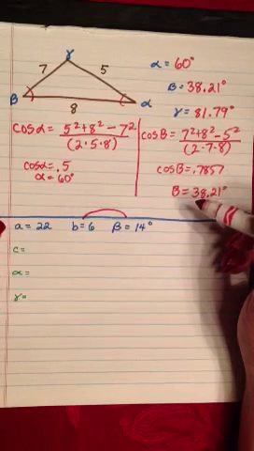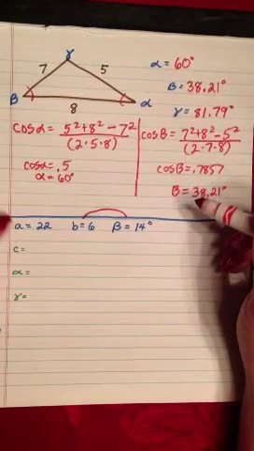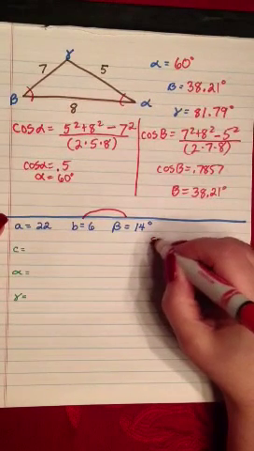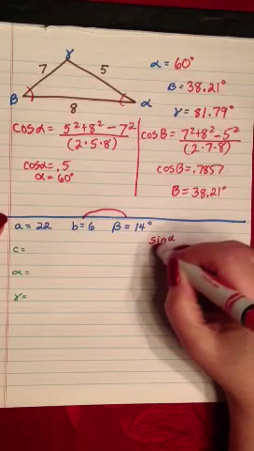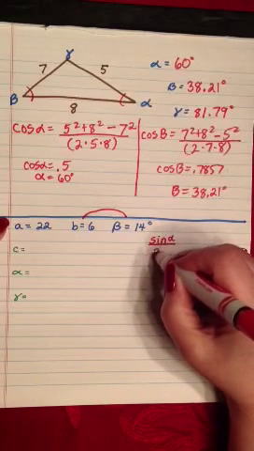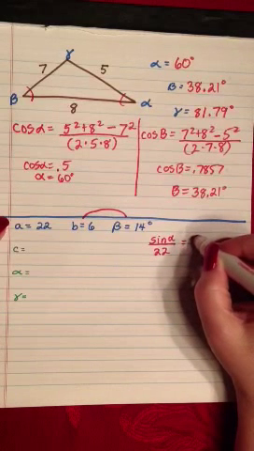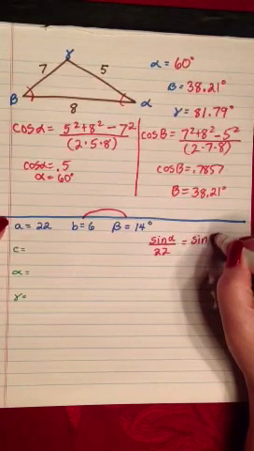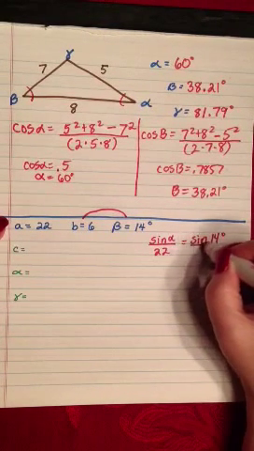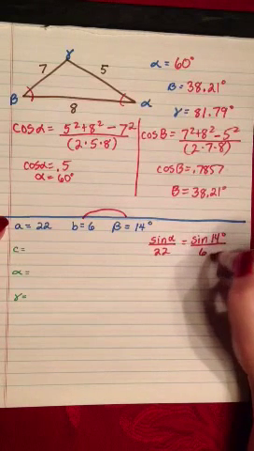So since they told me side A, I think I'm going to find angle alpha first. So I would say the sine of alpha over A, and A is 22, is equal to the sine of 14 degrees over 6, sine of beta over 6, okay?